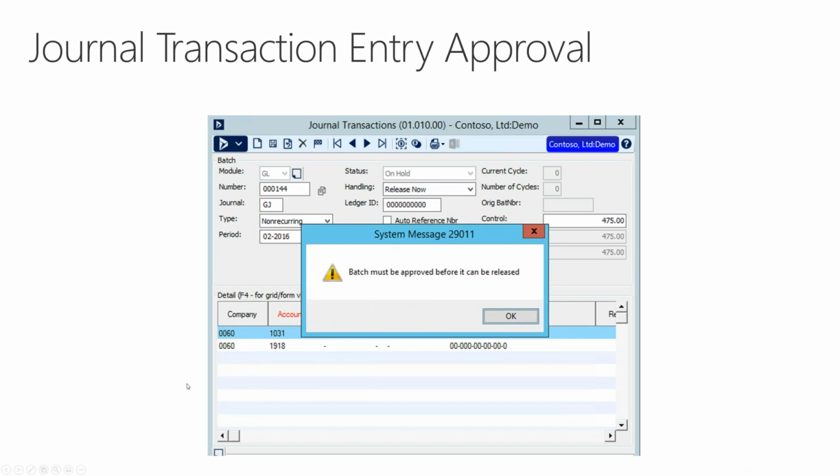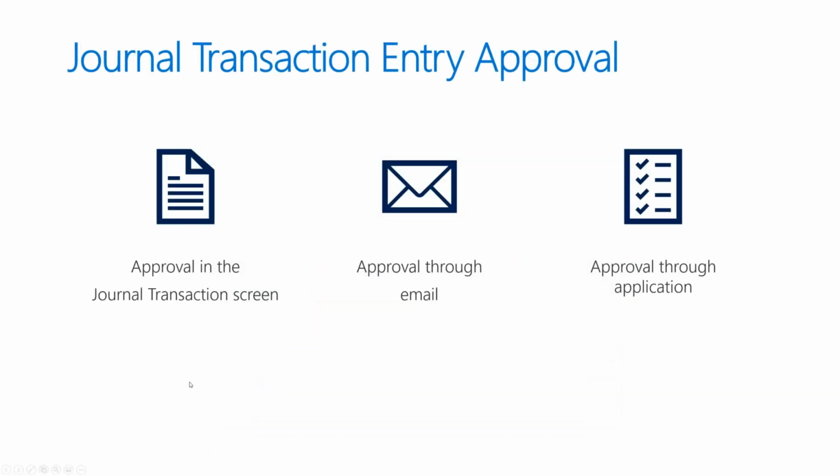But I won't walk through that whole scenario, but just to remind you again, how can I approve a journal transaction? I can go right into the screen. I can do an approval through email or an approval through the app, the Power app that we talked about. So all three of those can be done, and we continue to move forward with that. So again, great opportunity, great option.